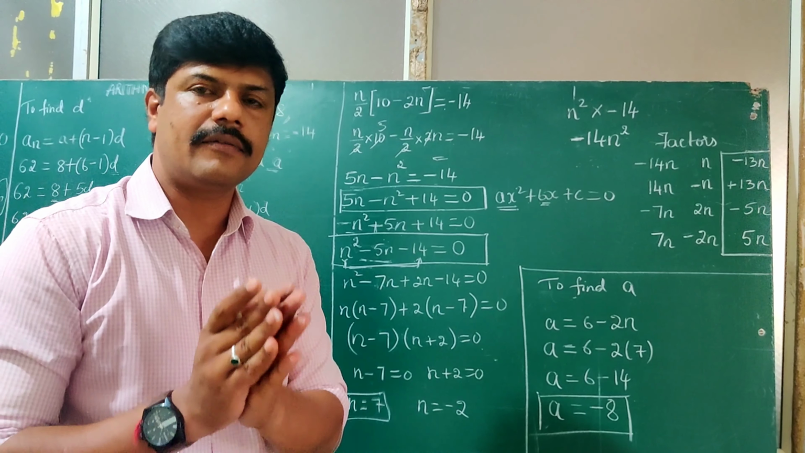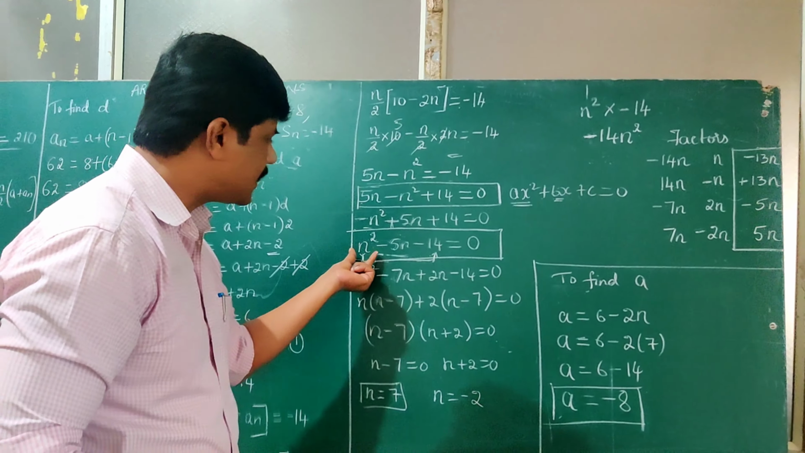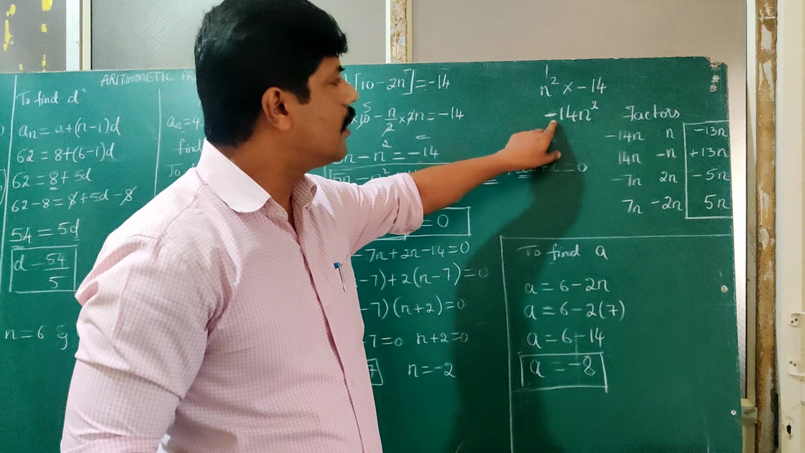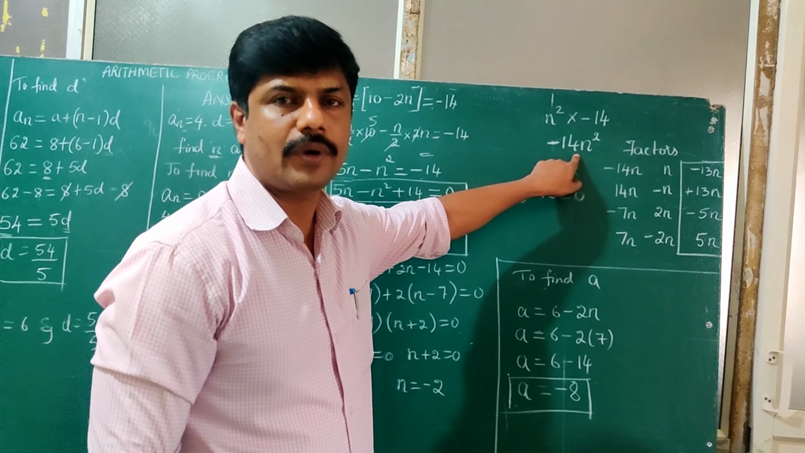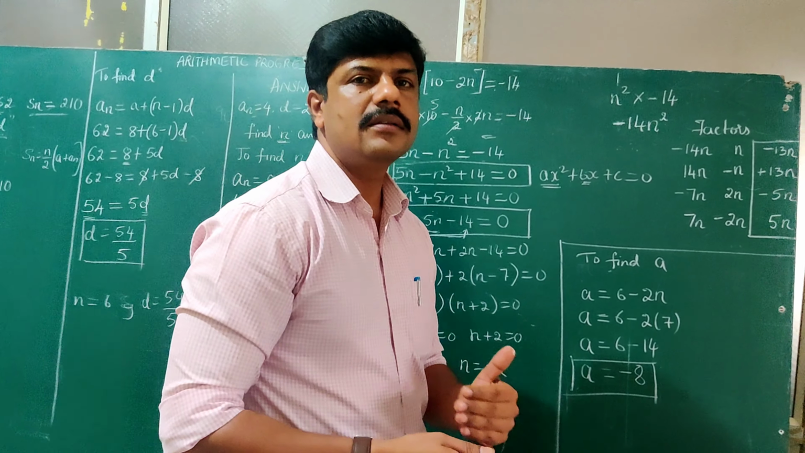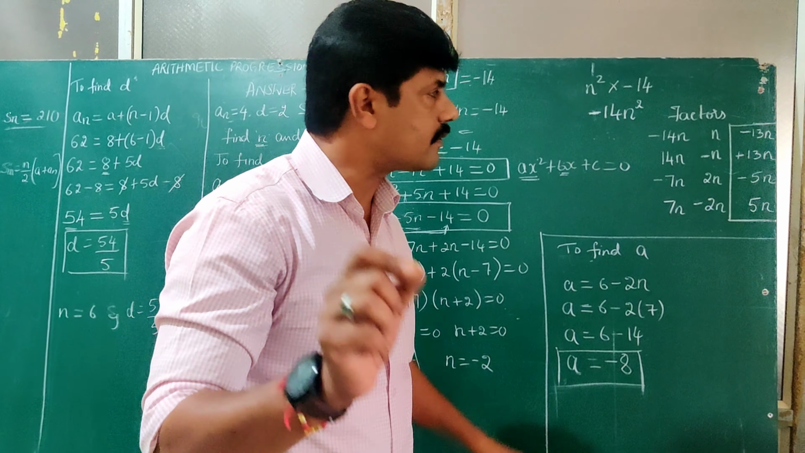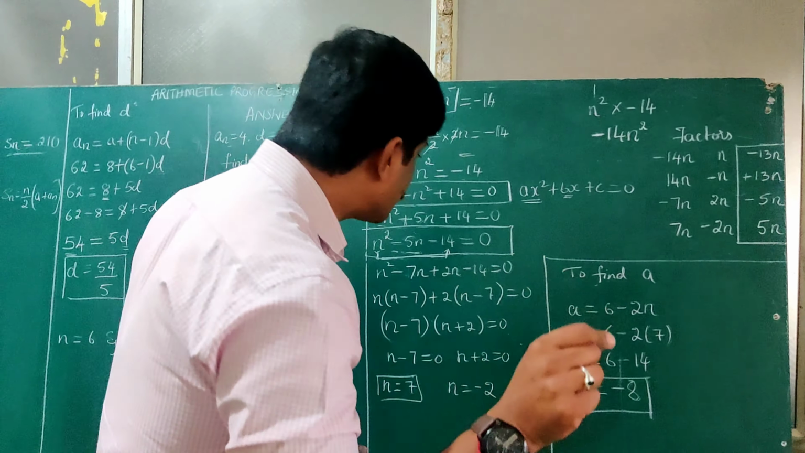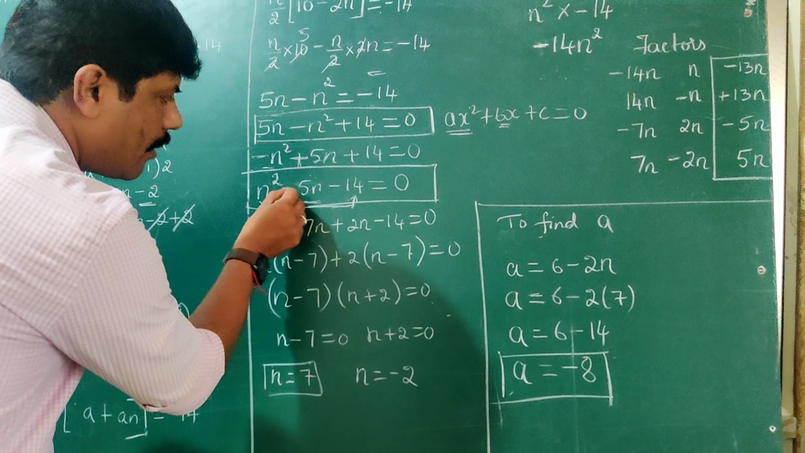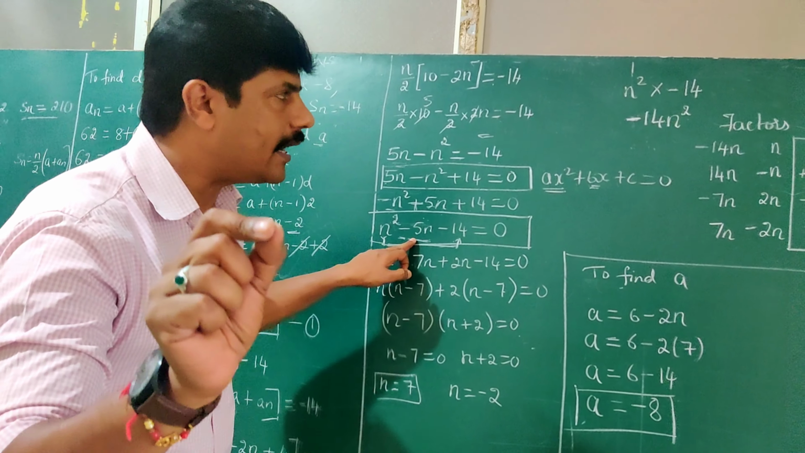The first step, what you have to do is ax square should be multiplied with the constant. Here ax square is nothing but n square, multiplied with constant minus 14, and we have got minus 14 n square. Okay, this is the first step. The next step is we have to find such factors of minus 14 n square that, after addition or subtraction, should be equal to minus 5n. Then only we will find the answer.